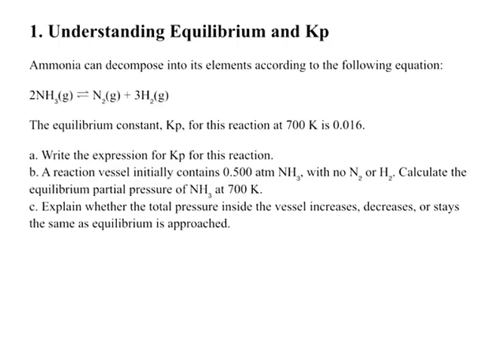Okay, so this first question on this little study guide says ammonia can decompose into its elements according to this equation. We're given a Kp value at 700 Kelvin, and it's 0.016. So right off the bat, I will note that this is a small K value, so this is going to be reactant favored.